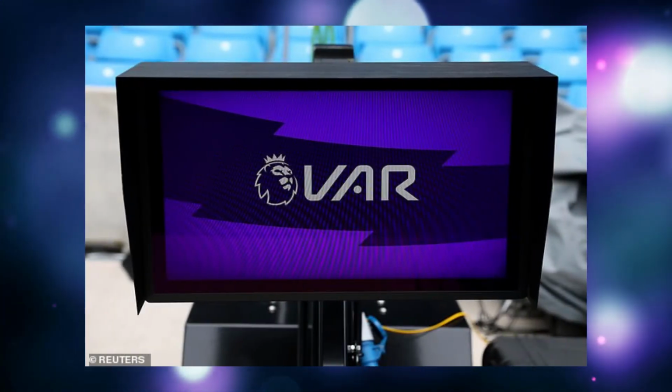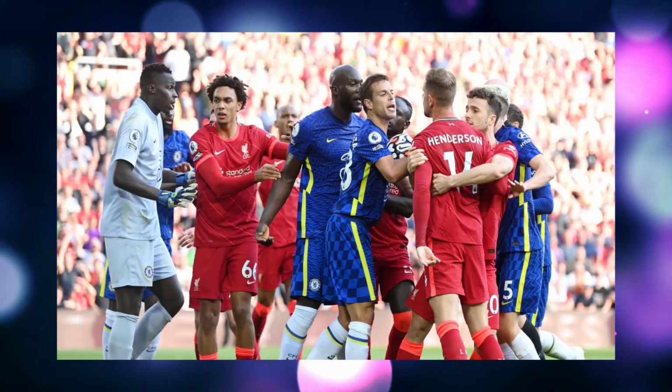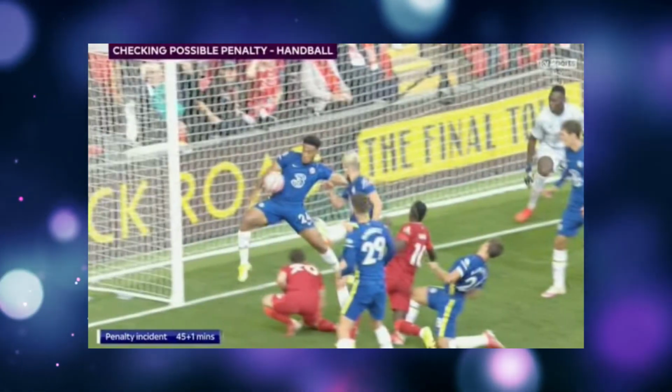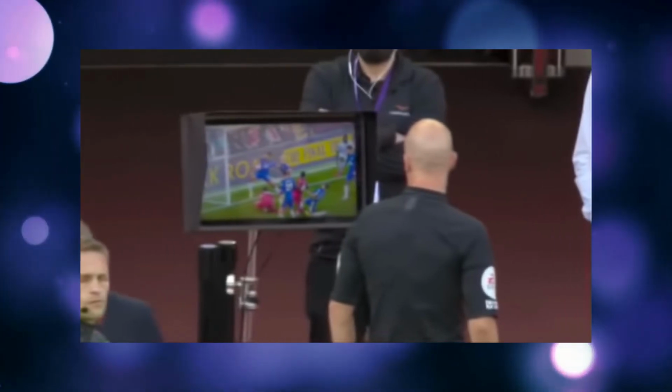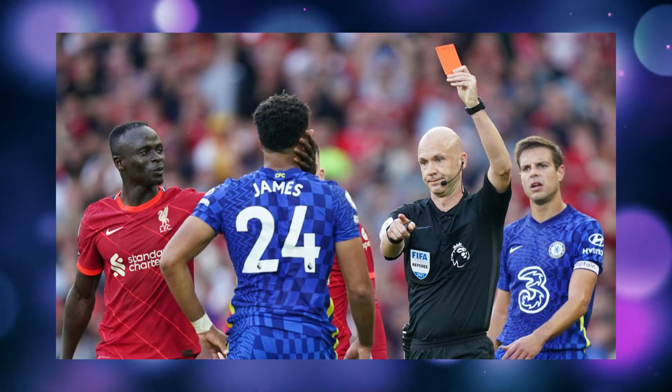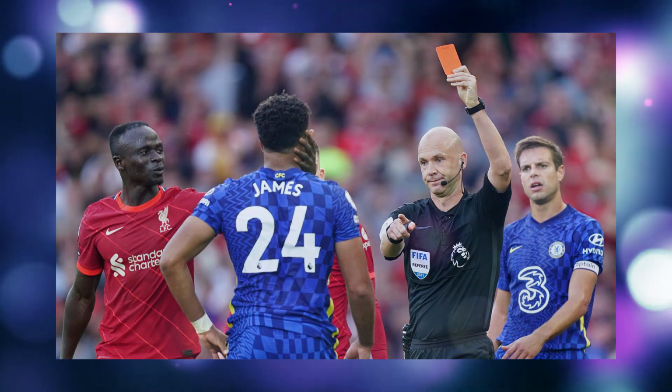Despite all of the controversial moments, VAR does still provide correct decisions in crucial moments. At the start of the 2021-22 season, Liverpool faced Chelsea at Anfield, which resulted in a 1-1 draw. One of the key talking points from the match was when Reece James blocked a goal-bound shot with his arm while stood on the goal line. When directed to go to the referee review area, Anthony Taylor pointed to the spot and produced a red card for Reece James. Without VAR, the game would have continued and the correct decision would not have been made.